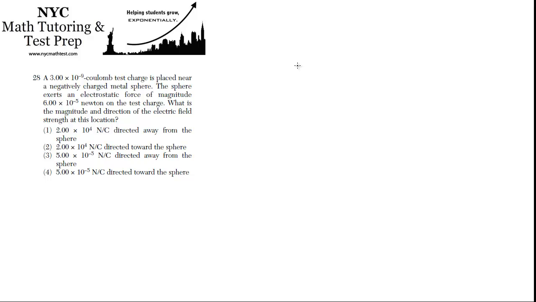28. A 3 times 10 to the negative ninth Coulomb test charge is placed near a negatively charged metal sphere. The sphere exerts an electrostatic force of magnitude 6 times 10 to the negative fifth newtons on the test charge. What is the magnitude and direction of the electric field strength at this location?